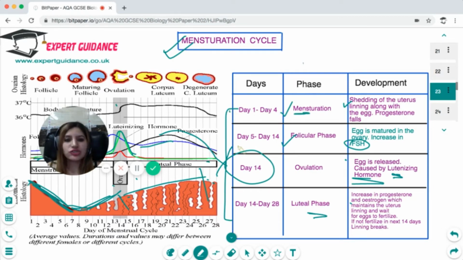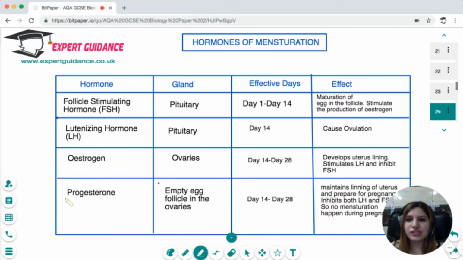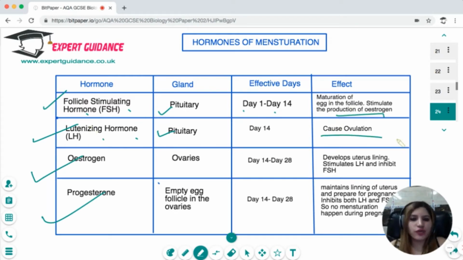Okay, so you should know what changes take place in all these days, what the phase is, and what the hormones involved are. So what are the hormones that are involved in menstruation? These are four hormones: follicle stimulating hormone, luteinizing hormone, estrogen and progesterone. Follicle stimulating hormone and luteinizing hormone are released by the pituitary, and they are required in the first 14 days. Day 1 to day 14, it's the follicle stimulating hormone which causes the maturation of the eggs in the follicle and stimulates the production of estrogen, and the luteinizing hormone causes ovulation.